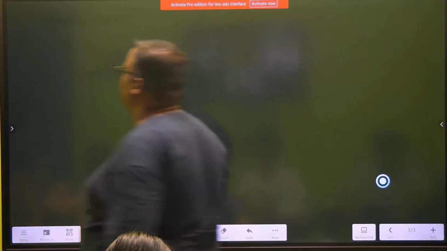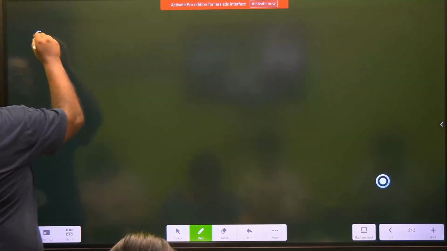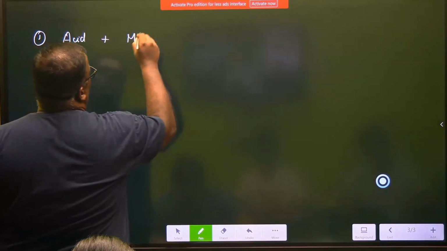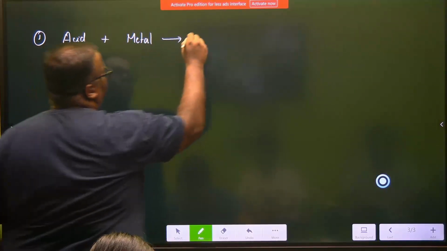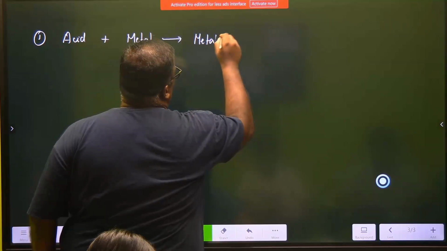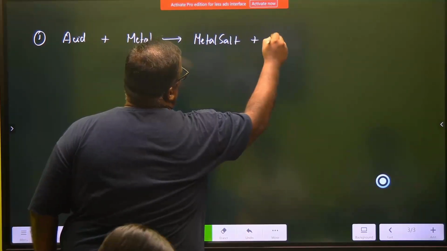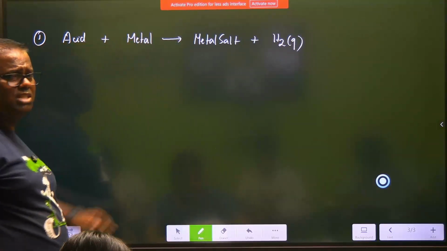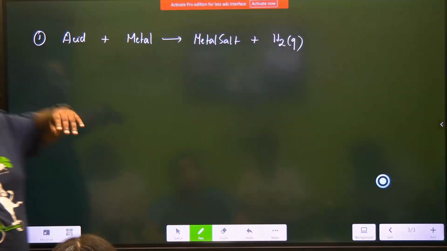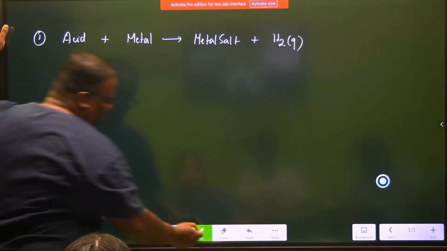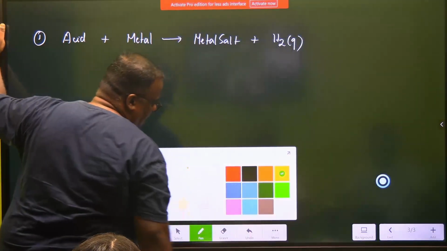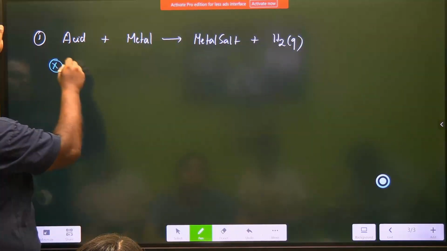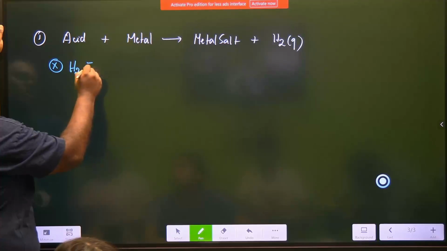So our first reaction: acids react with metal to form metal salt and release hydrogen gas. We are studying this now from the first chapter. I'll not teach this reaction again. I'll be teaching you things which you should now develop. From this particular topic, I may be asked for the H2 test.